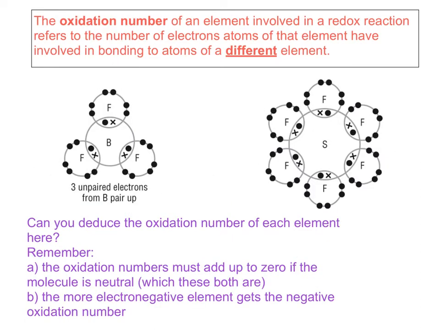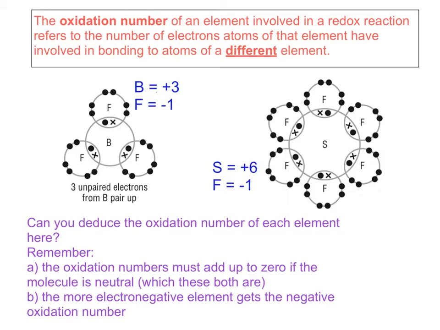So using that idea, can you pause the video and try to work out the oxidation number of each element here? You've got to remember the oxidation numbers must add up to 0 if the molecule is neutral. Both these molecules are. And the more electronegative element gets the negative oxidation number.